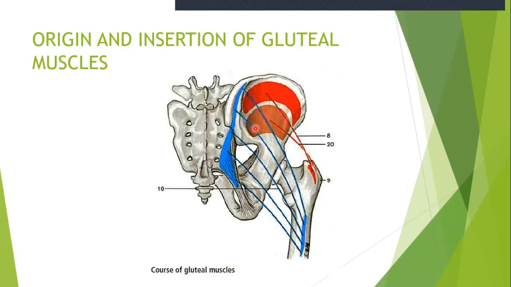Then Gluteus Minimus will originate on the gluteal surface of ilium, between the inferior gluteal line, which is somewhere there, and the anterior gluteal line. It will insert on the anterior surface of the greater trochanter. So anterior to the greater trochanter, that is where the Gluteus Minimus inserts. So those are the origin and insertion of the gluteal muscles.